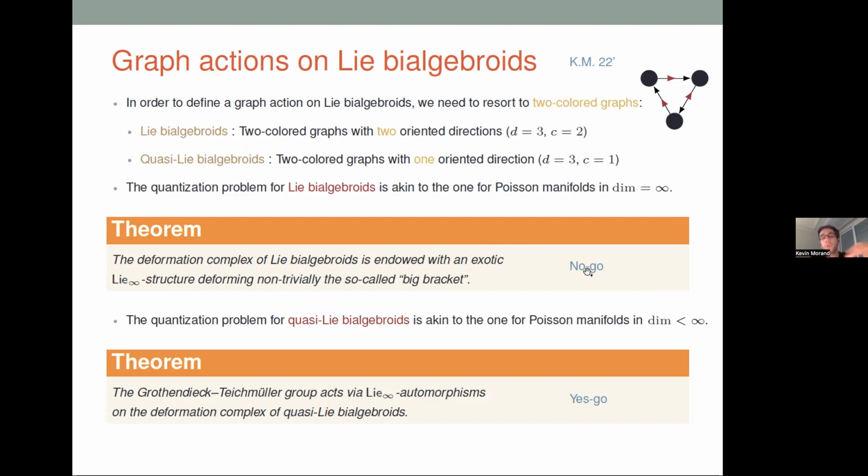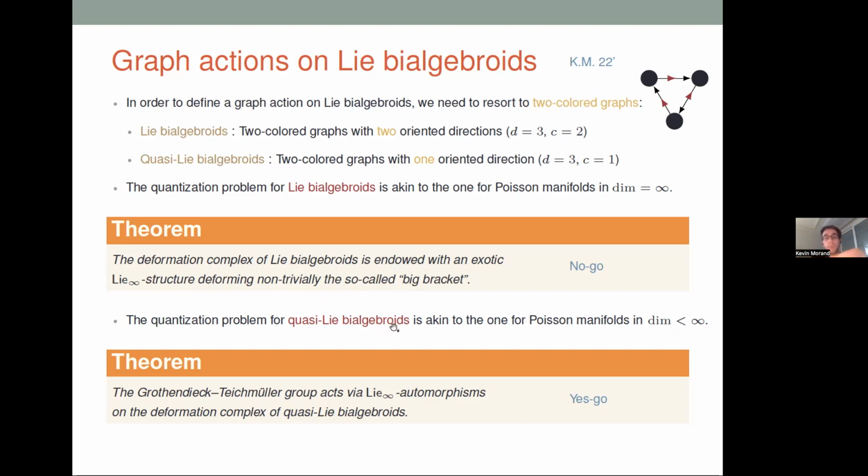On the one hand, we have a no-go theorem saying that there is some obstruction to quantization for Lie bialgebroids. This obstruction takes the form of some exotic L-infinity structure that deforms this big bracket for Lie bialgebroid. That means the quantization problem for Lie bialgebroid is very similar to the one for Poisson manifolds in infinite dimension, the one in which there is some obstruction.